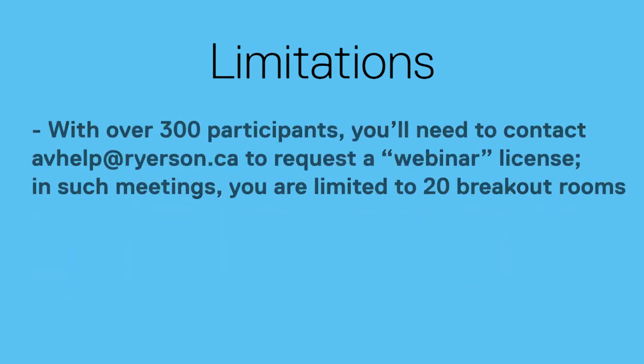For Zoom meetings with over 300 participants, you'll need to contact avhelp@ryerson.ca to request a webinar license. In such meetings, you are limited to 20 breakout rooms.